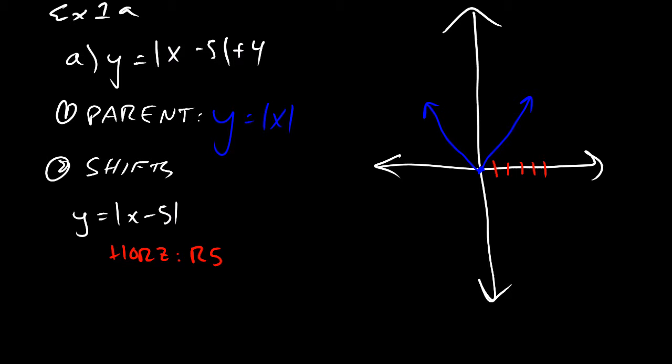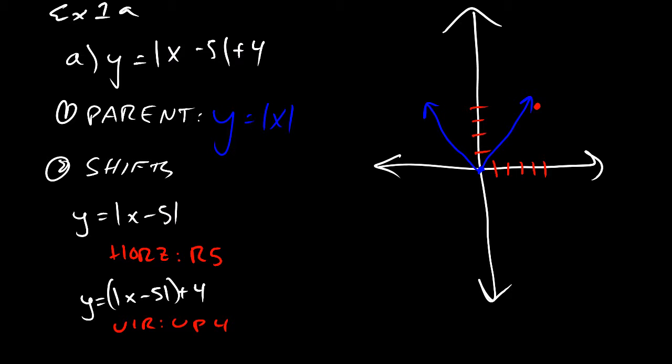Good. Now, if we add on that last bit, our plus 4 is being added to the quantity of our x, and that means it is a vertical shift, and vertical shifts do what we expect. If it's positive, it goes up. We go up 4, 1, 2, 3, 4. So our new origin is at 5, 4.